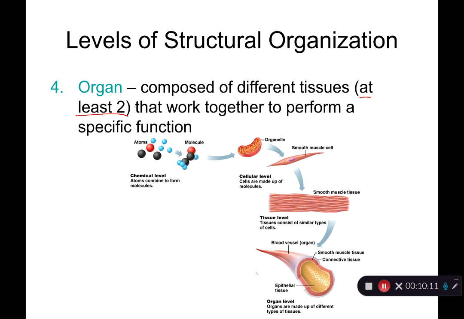I want you to think about your stomach, for example. That's an organ, okay? What kind of tissue would line the inside of your stomach? A covering or a lining. That's epithelial tissue. Okay, so lining the inside of your stomach is epithelium. Can your stomach move and contract and churn that food? Yes, it can.